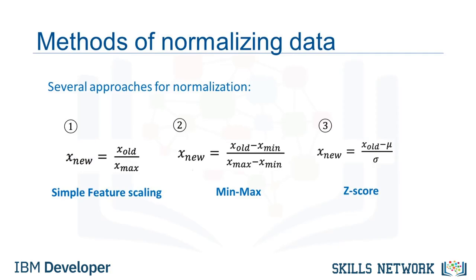The third method is called z-score, or standard score. In this formula, for each value, you subtract mu, which is the average of the feature, and then divide by the standard deviation, sigma. The resulting values hover around 0 and typically range between -3 and +3, but can be higher or lower.